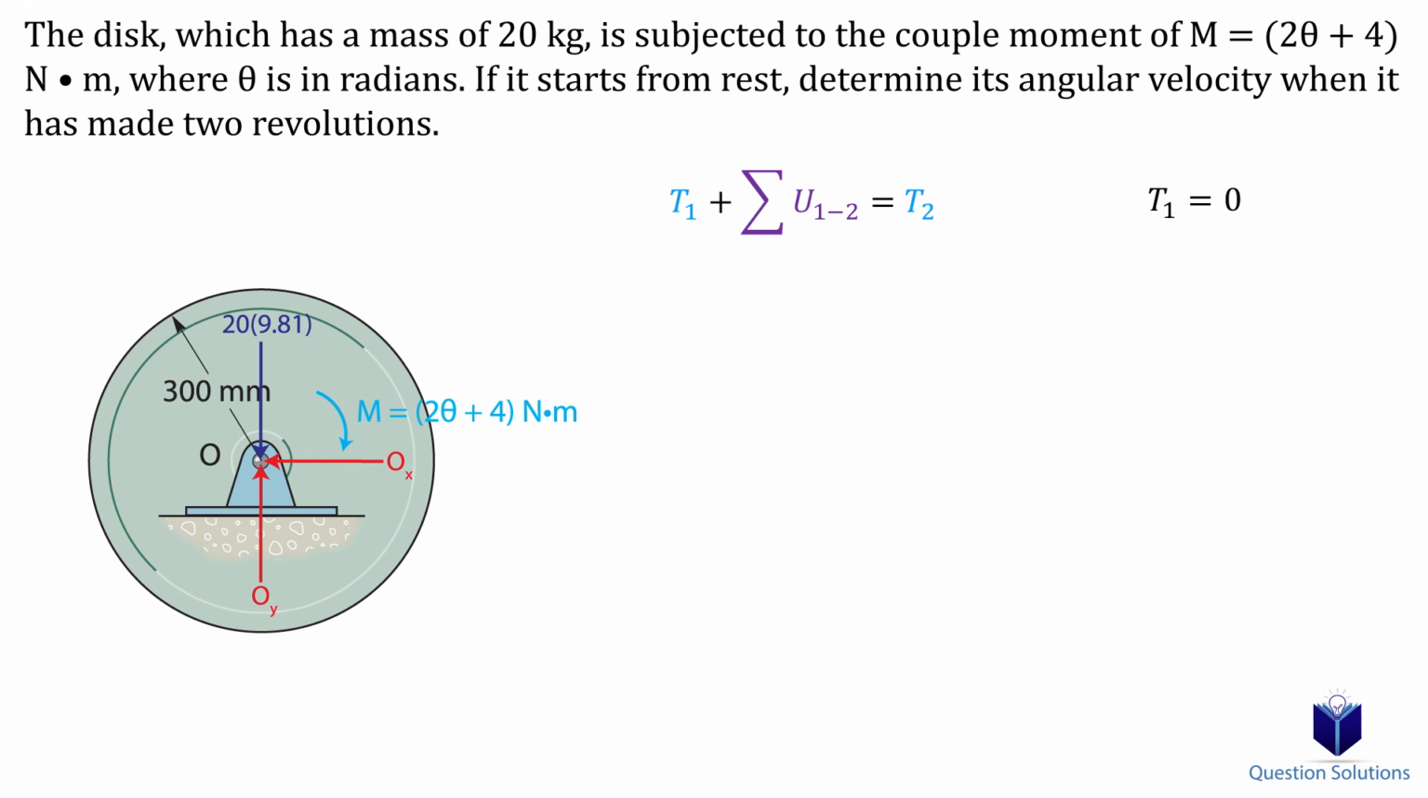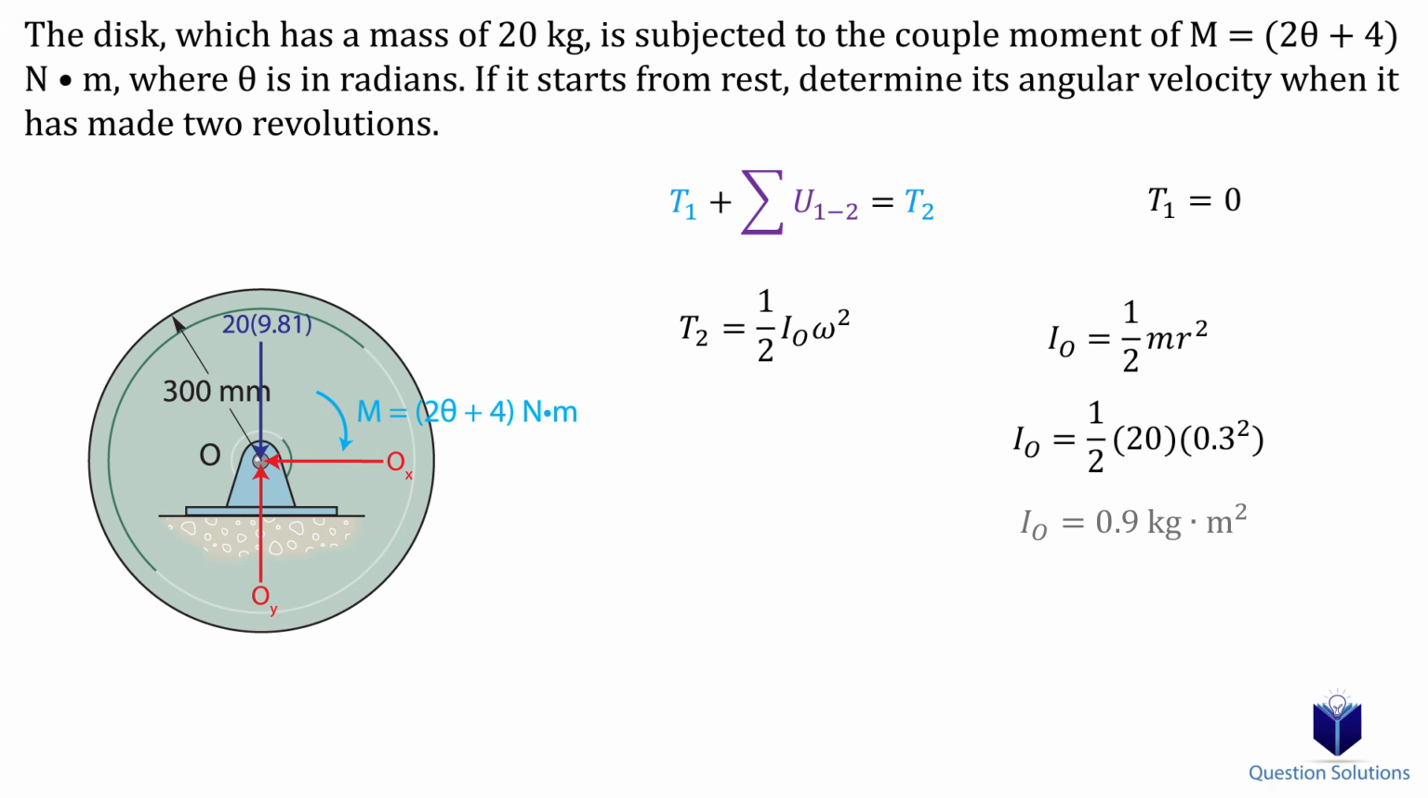To find the final kinetic energy, we need to use the equation for kinetic energy and rotation about a fixed axis. For that, we need to find the mass moment of inertia about point O. Since point O is the center of this disk, the equation for a uniform disk works. The mass is 20 kilograms and the radius is 0.3 meters. Now that we have the mass moment of inertia, we can figure out the final kinetic energy.